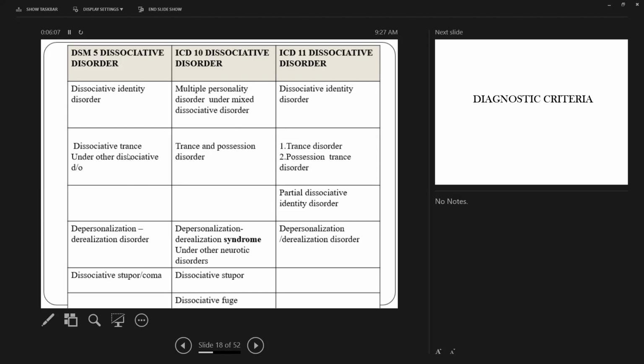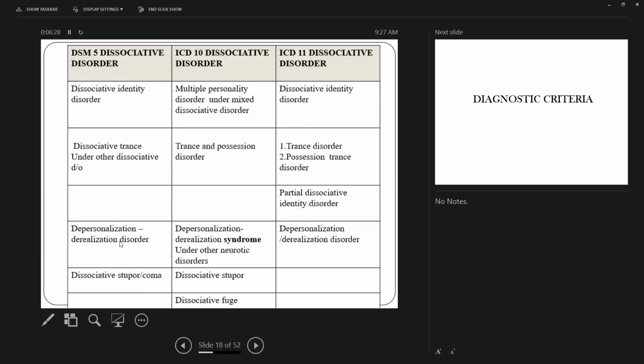Then in DSM-5, there is dissociative trance under the heading of other dissociative disorders. In ICD-10, it is trance and possession disorder, while in ICD-11, they have divided it into two, trance disorder and possession trance disorder. Now, in ICD-11, there is a new category introduced, partial dissociative identity disorder.